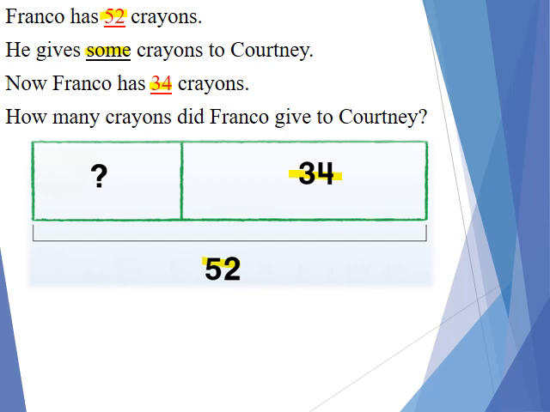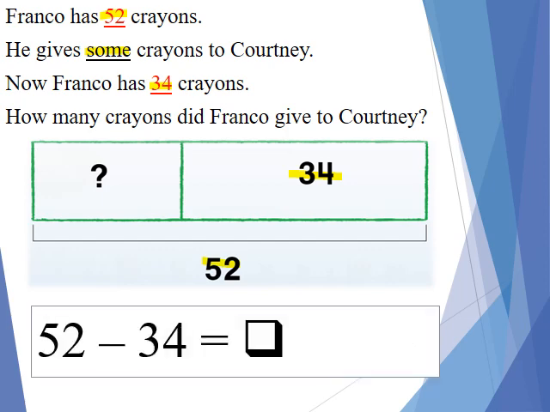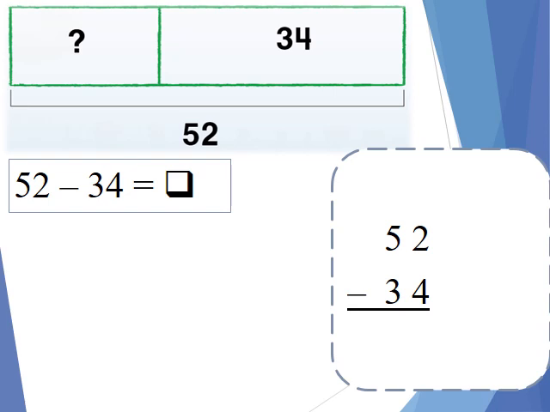We can use the bar model to write a number sentence for the problem. We need to subtract the part we know from the whole. To solve this problem, it's easier to rewrite it. Let's subtract. We first start by looking at the ones. And since 4 ones is more than 2 ones, we have to regroup. When we regroup 52, we show it as 4 tens and 12 ones. Now we can subtract. 12 minus 4 equals 8 and 4 minus 3 equals 1.